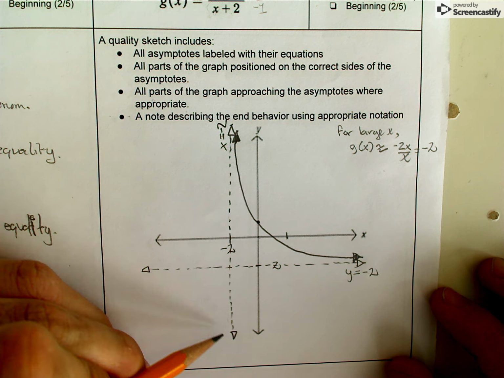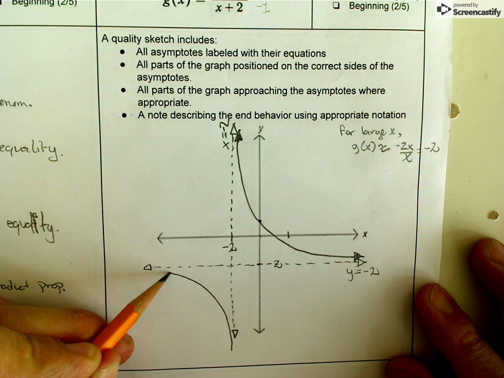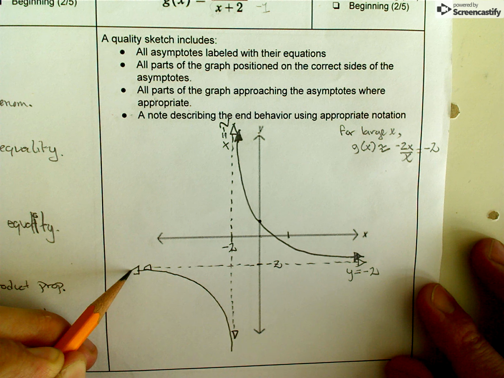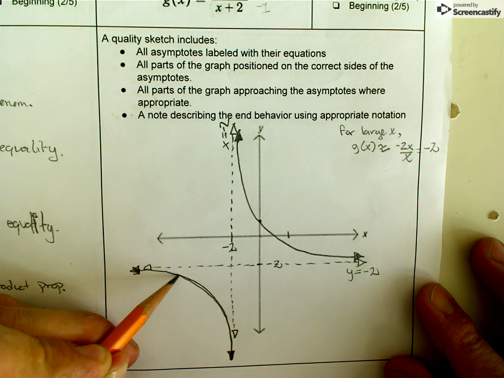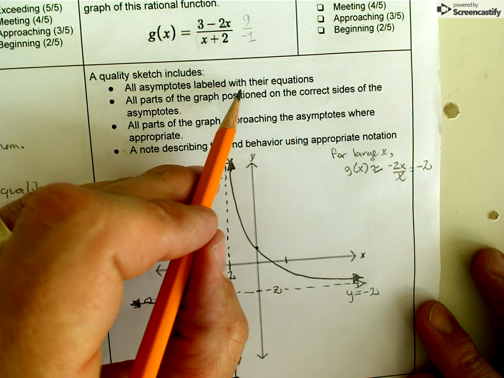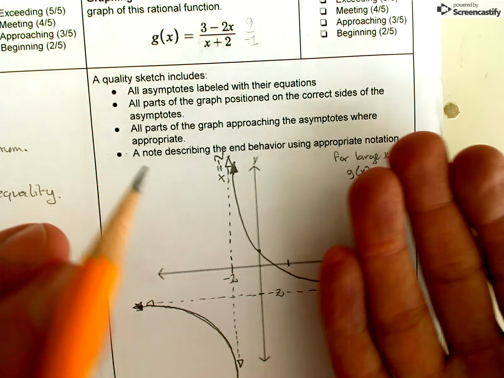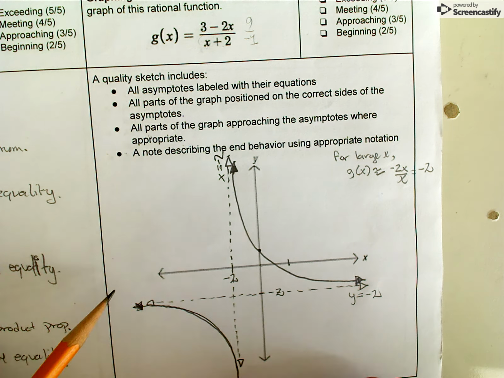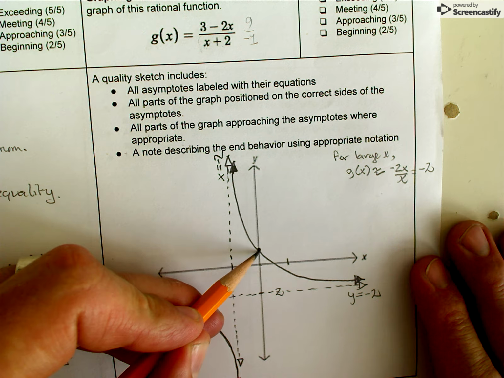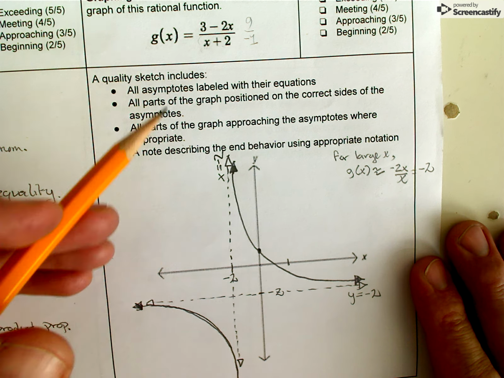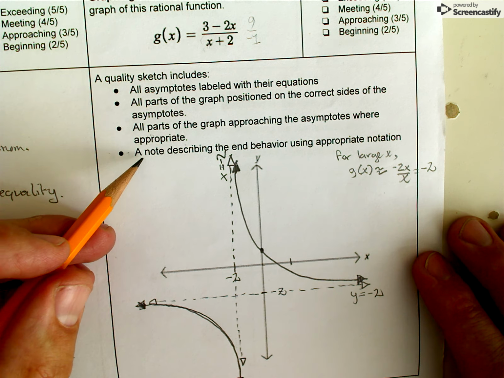So I know that my curve is going to be on this side, and it's bounded by these asymptotes. You can't cross the asymptotes. You have to approach them, which I do here. And there's my graph. I have the asymptotes labeled with their equations. I have all parts of the graph positioned on the correct side of the asymptotes. I didn't draw them here or anywhere else. I put them in the appropriate side, and I figured out where to do that by just substituting some values in for x and plotting a couple of points.